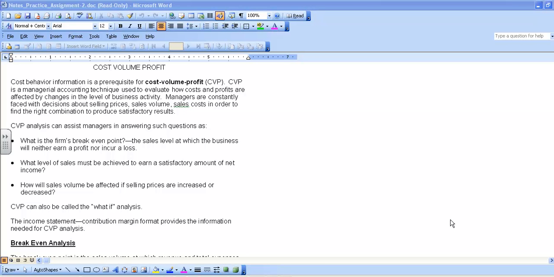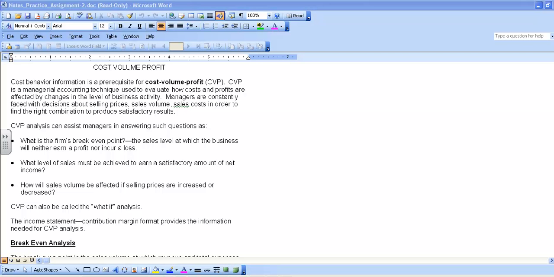Hello, today I'm going to give you a lesson about cost volume profit, which is a prerequisite for cost behavior. That's not correct. Cost behavior is a prerequisite for cost volume profit.